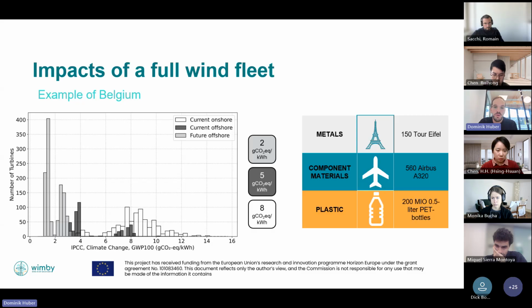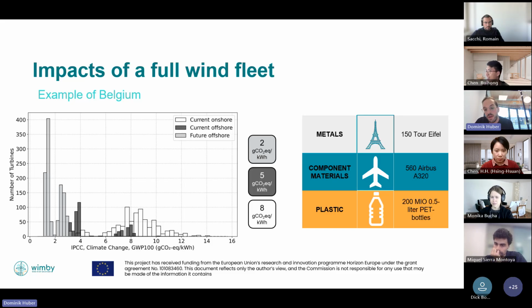And then maybe to just put this Belgian fleet a bit into other numbers, we can see in terms of materials that there's actually quite a lot of material bound in this fleet, which highlights a bit the last stage, so end-of-life treatment. And so when we look at what materials are actually used in the Belgian fleet, we can see that it would be enough to rebuild, for example, the Eiffel Tower 150 times using all the metals.